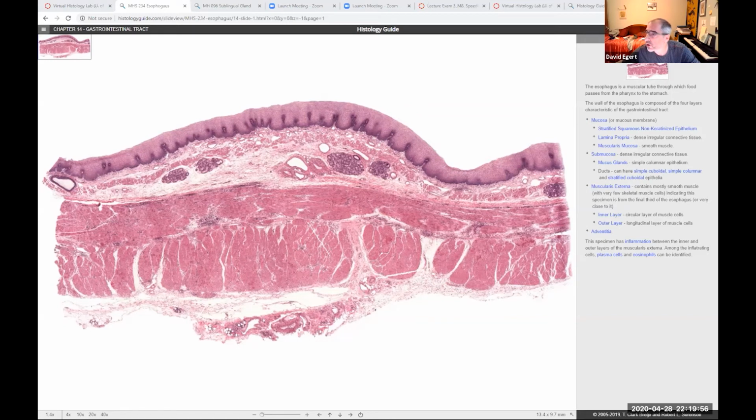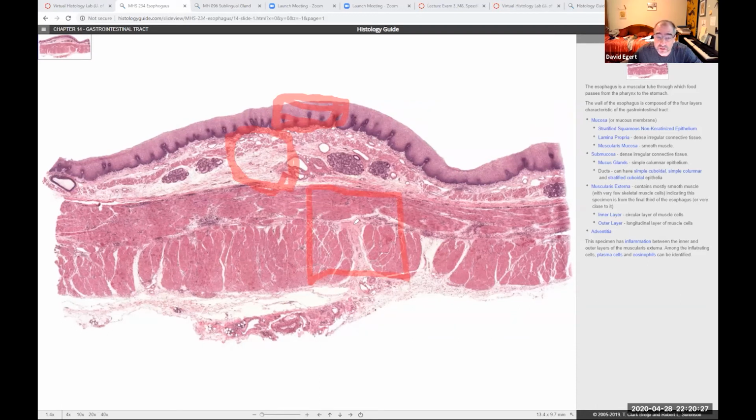Okay, drawer. So up here, this is going to be the mucosa. And if I go below it, this is going to be the submucosa. It's going to be dense connective tissue with glands and blood vessels and stuff. If I go lower, this is going to be the muscularis externa.